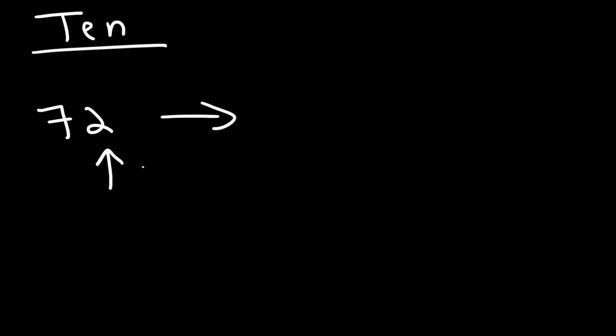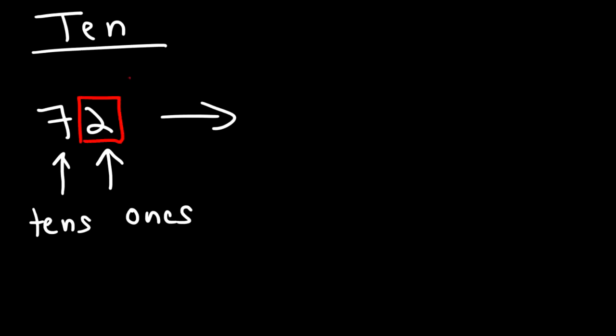So this represents the ones place, and this is the tens place. So if we're rounding to the nearest 10, the 2 is going to change to a 0. Now you look at this number. If it's 5 or more, then you need to round up. If it's 4 or less, you round down. Since 2 is less than 5, we're going to round down to 70, as opposed to going up to 80.